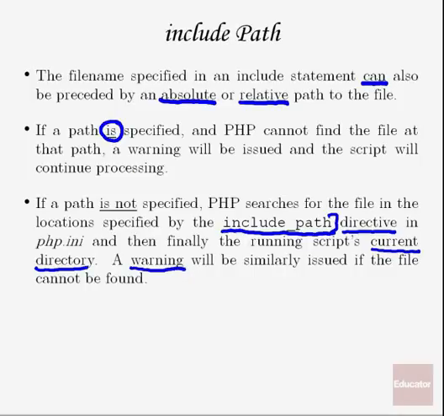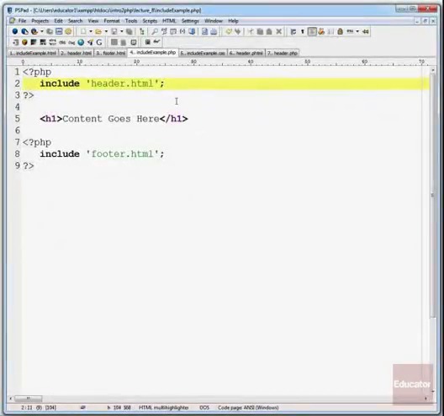So as you can see here, we just used the file name for our include. So we used header.html. What happened was when PHP went to process this, because no path was specified, it went to the include path directive. It searched all the directories in there for this file, and if it couldn't find it in there, it looked in the current directory, which is where it was. It resided in the same directory as includeexample.php.